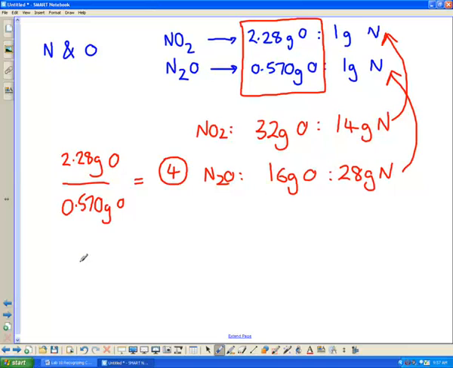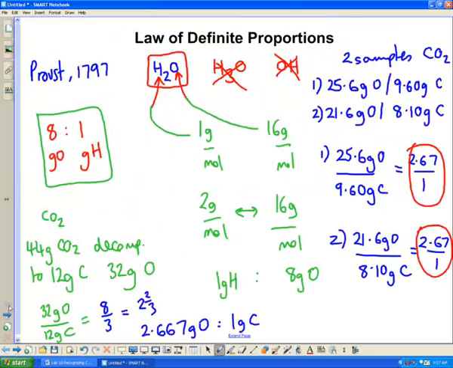So that's the law of multiple proportions. We've already talked about the law of definite proportions, and we are done.